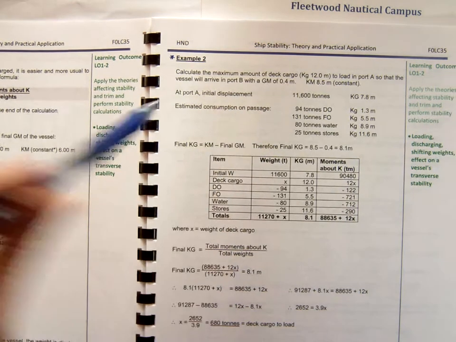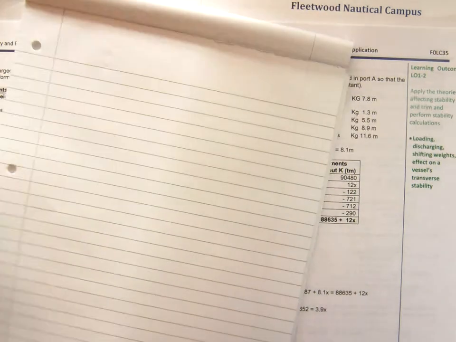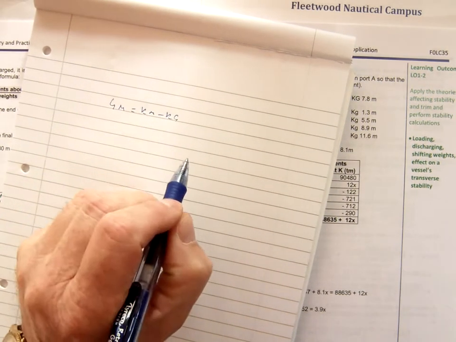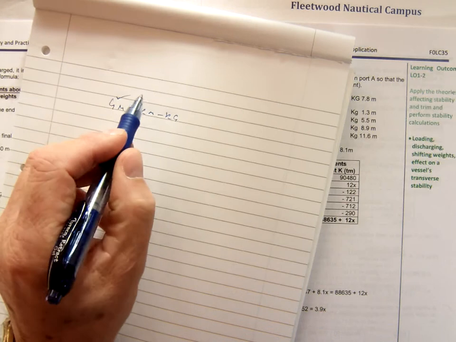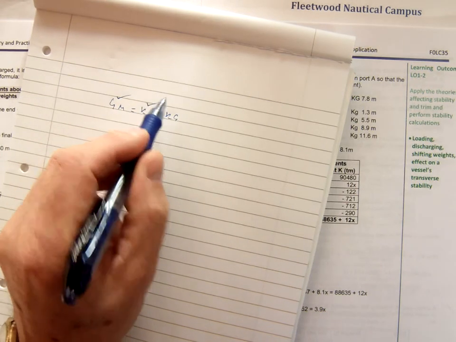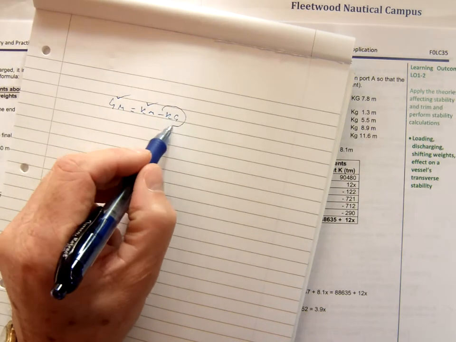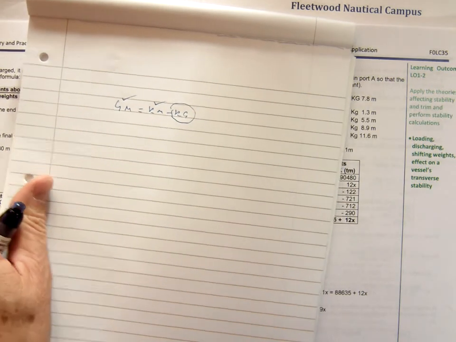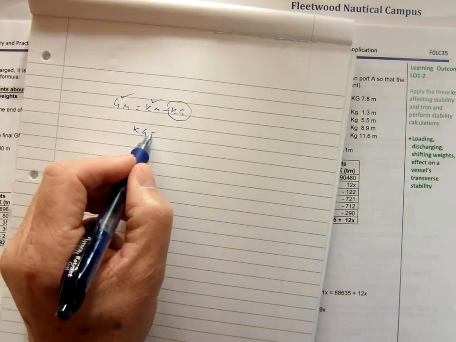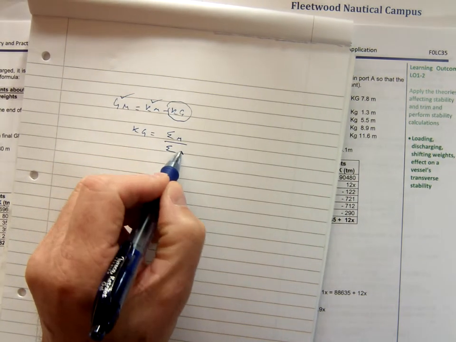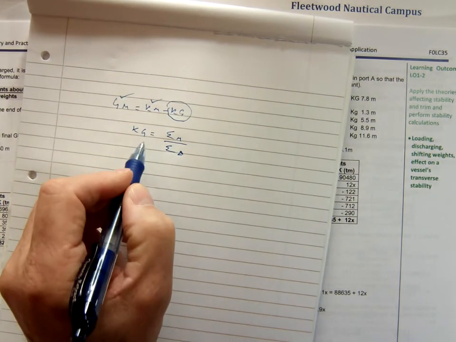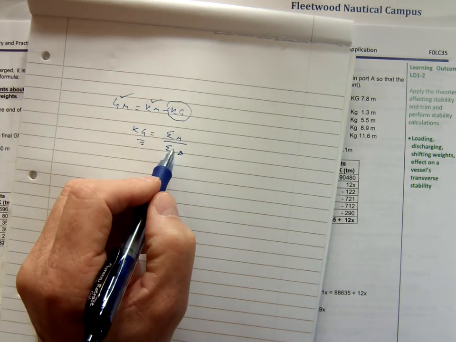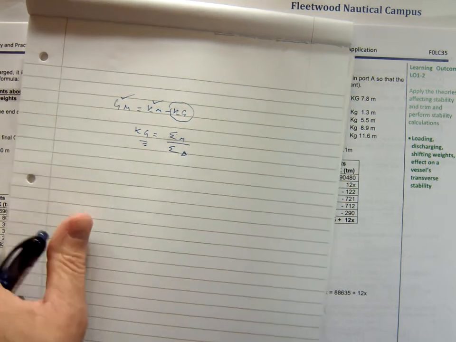We know that GM equals KM minus KG. So we know our final GM, we know our final KM because it's constant, therefore we can find the final KG. And we know that KG is total moments over our total weight. So this is the value that we know. If we can do the table and put various values in, we should be able to solve the problem.